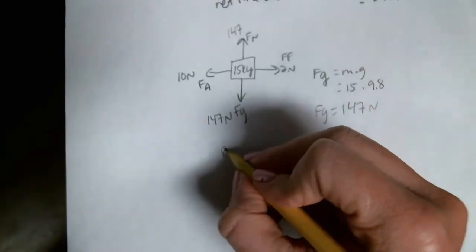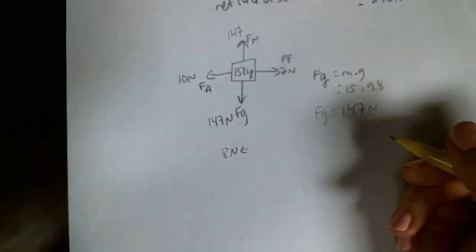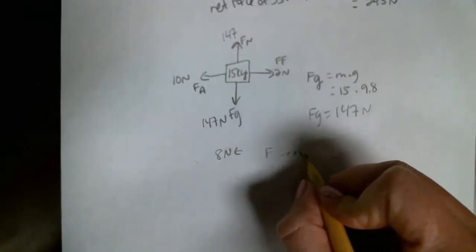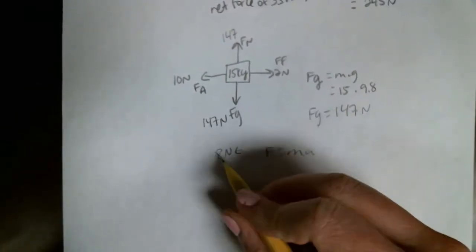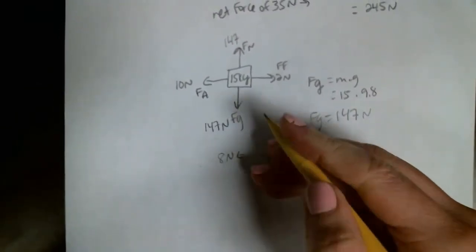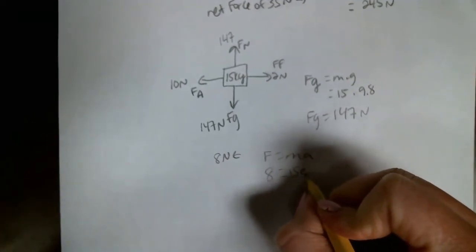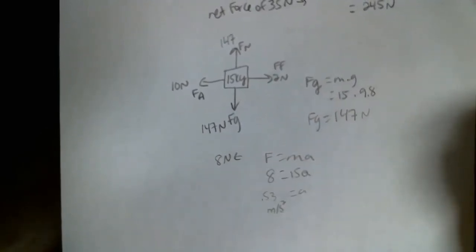So if I look at this, what is my net force? Up and down it's 0, but side to side, ooh, I've got a net force of 8 newtons to the left, right? So if I want to figure out the acceleration, I can use F equals ma. For my F, I'm going to use this net force of 8. For my mass, I'm going to use 15. And then I just solve for a. So I divide both sides by 15, and I get about 0.53 equals a. So that's meters per second squared. All right.